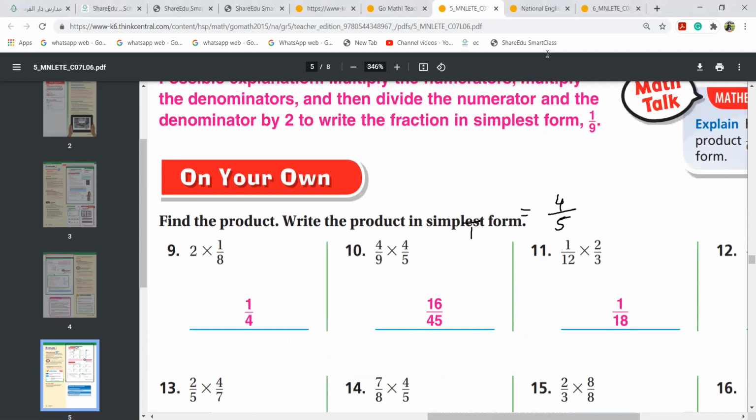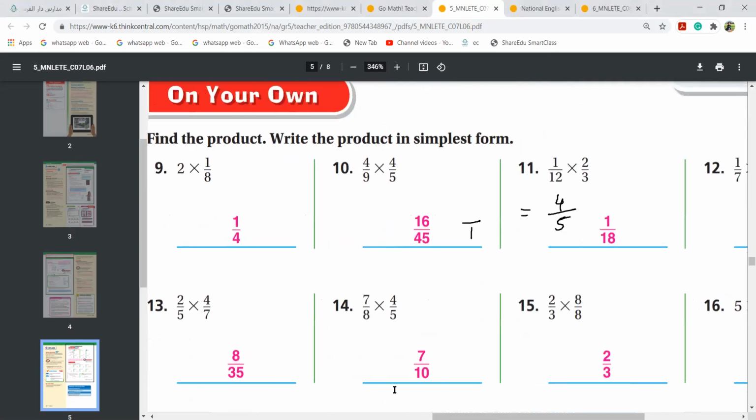Come on, girls. We have to quickly finish on your own. Very simple. Come on, do it. 2 times 1 is 2. 1 times 8 is 8. Now see, girls, learn to do this way, please. Can't you? 2 times 1, 2 times 4. Your answer is 1 over 4. Still easy, tough for you, girls?